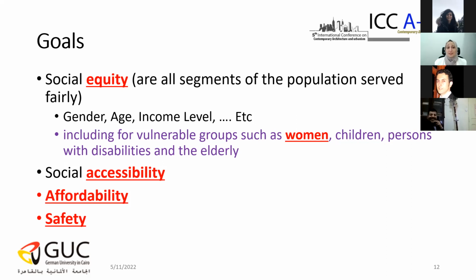Maybe in the Middle East, Asia and Africa, we have problems related to gender. The use of public transportation by women, children, people with disabilities and elderly people is very hard, especially for women.